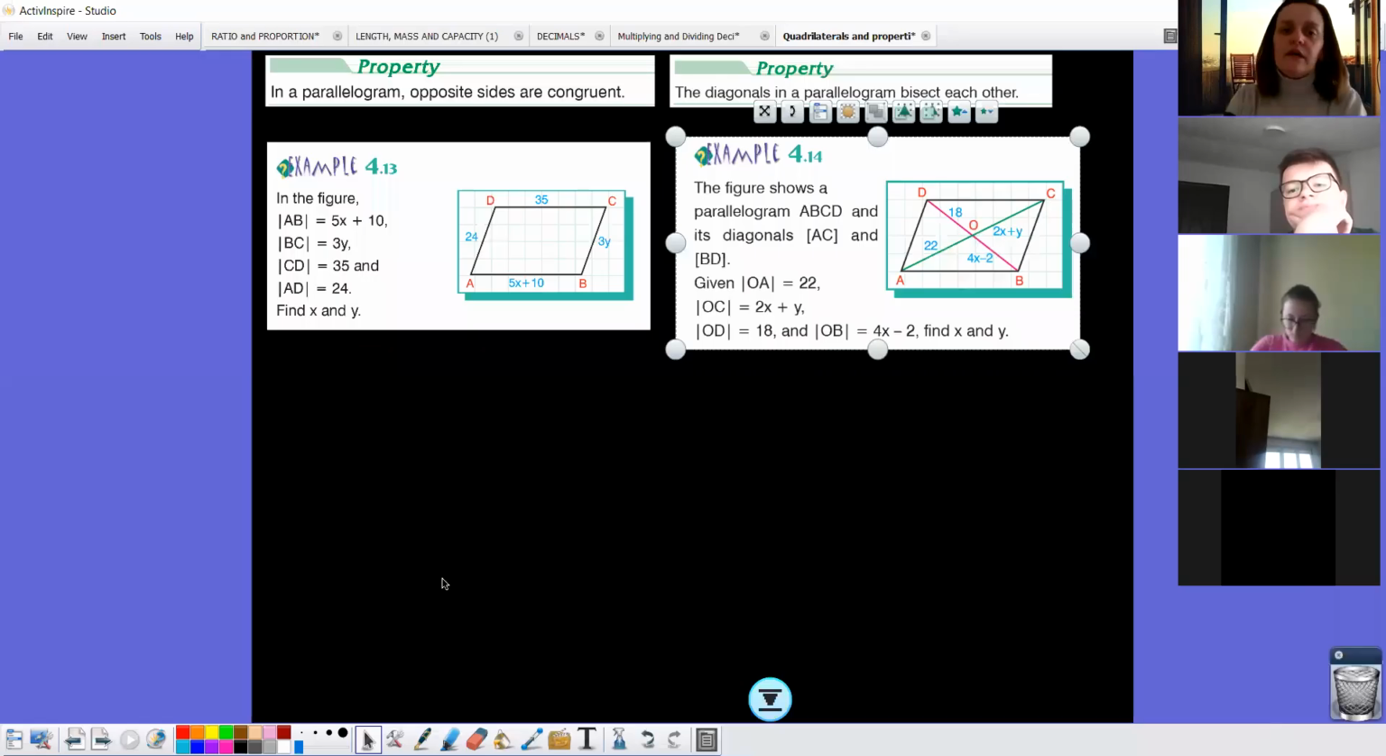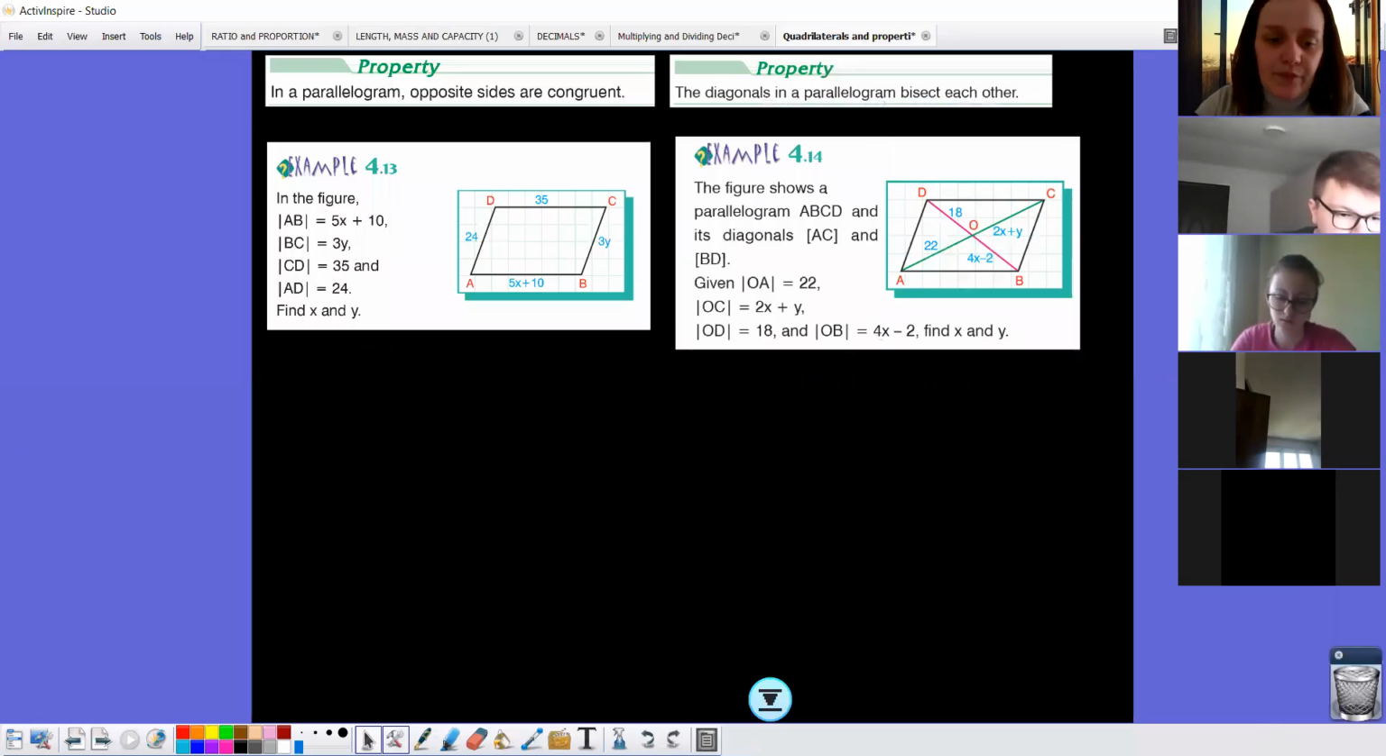So here we have some other properties about parallelograms. In a parallelogram, opposite sides are congruent, as I said, opposite sides are equal to each other, and the diagonals in a parallelogram bisect each other. What does bisect mean? They cross each other in a point, they cut each other in their midpoints, they divide each other into two equal parts.